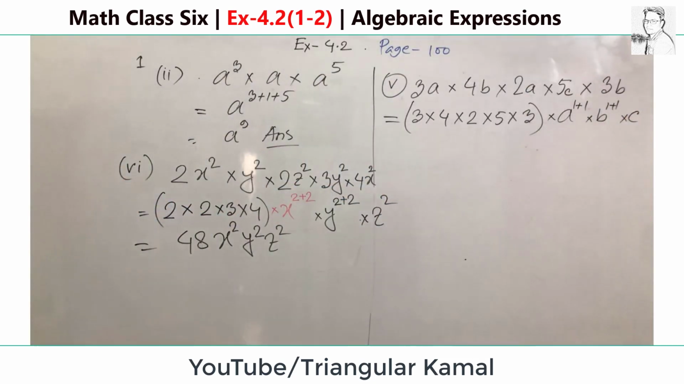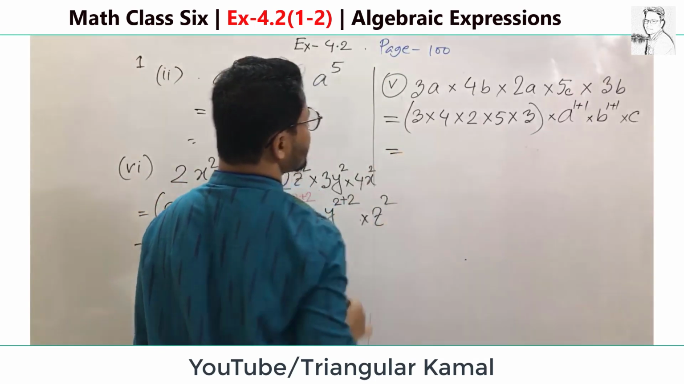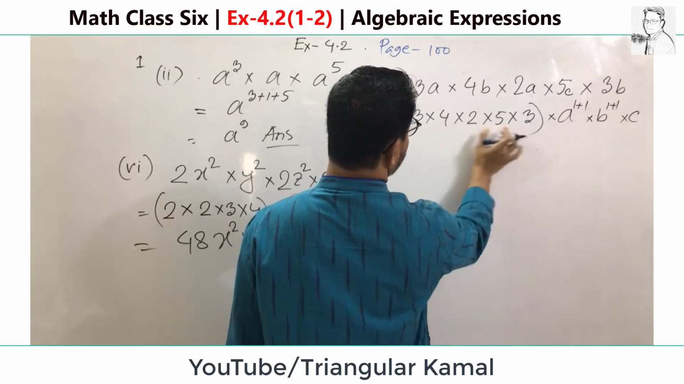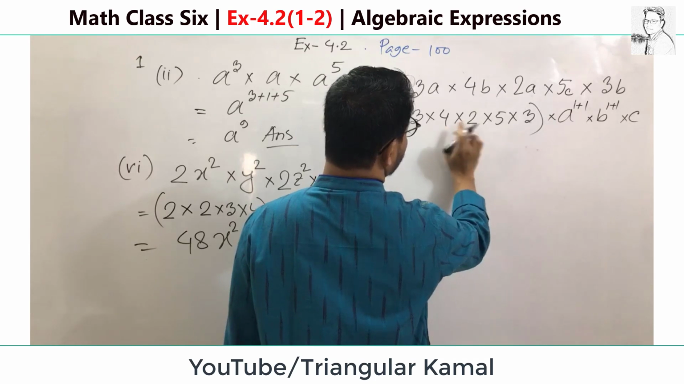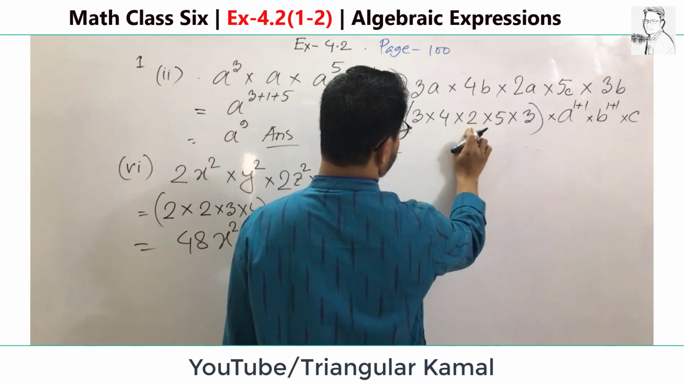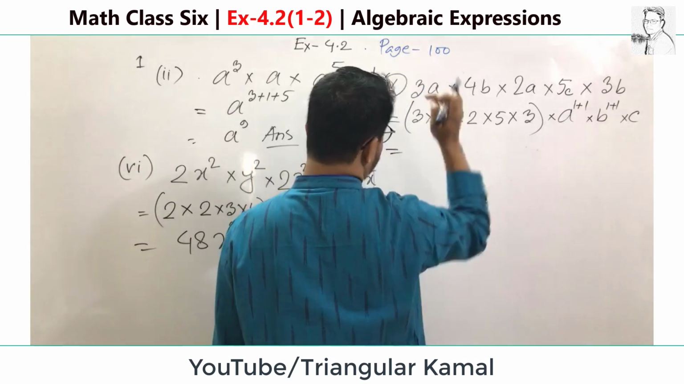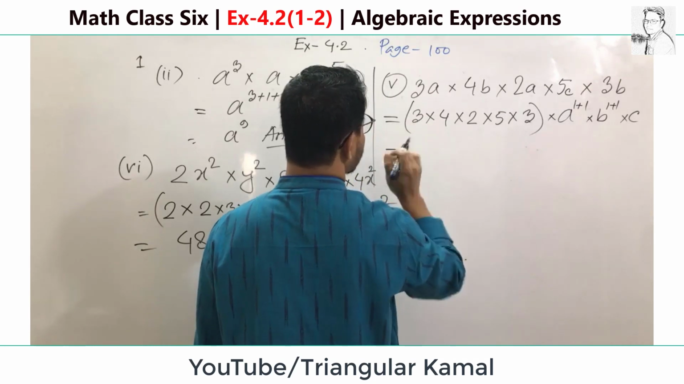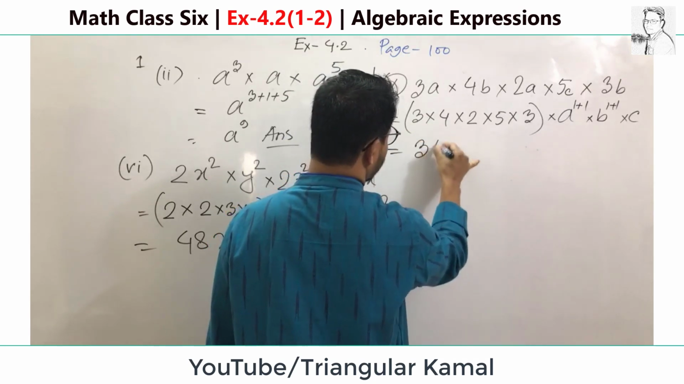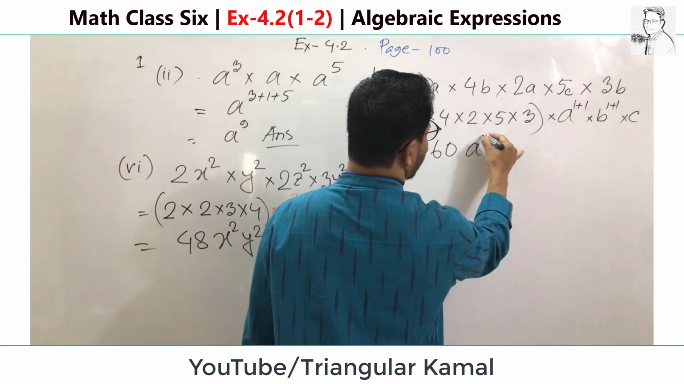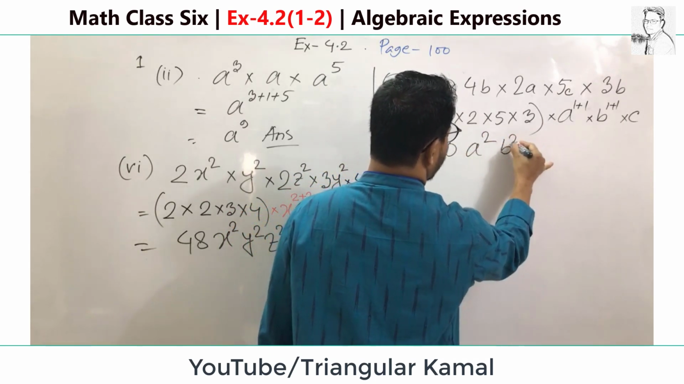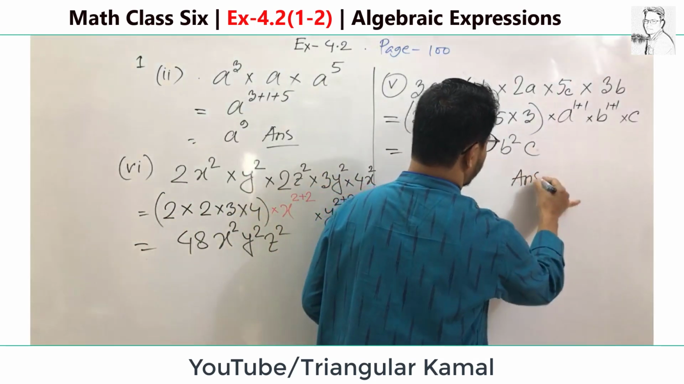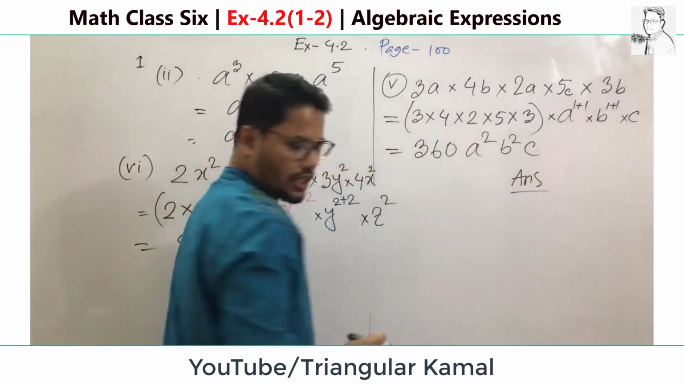So 3 to the power b and c. Now this answer will be 15. 15 multiplied 2 times is 30. 30 multiplied 4 times is 120. 120 multiplied with the 3 times is 360. I think this is 360 multiplied with a square, b square and the c. Final answer is c. So dear students, I think this concept is now clear. Okay, write down the answer, this one.